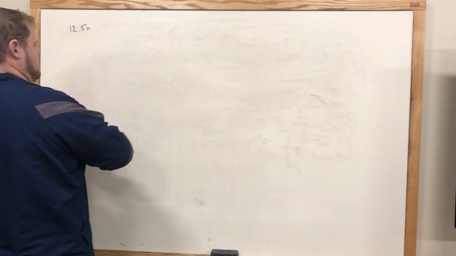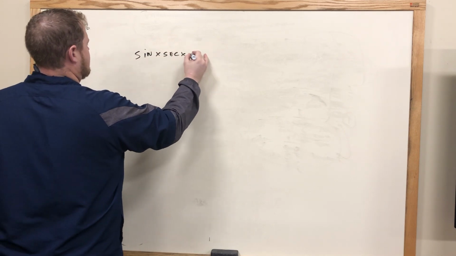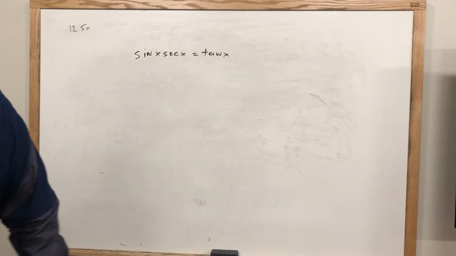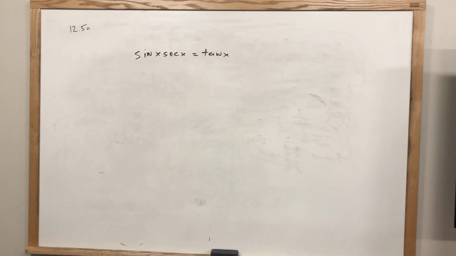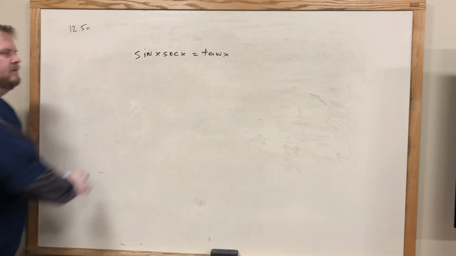The first one: sine x times secant x equals tangent x. What we're trying to do is take the most complex side of the equal sign and manipulate it with the identities that we have, so that it gives you the answer that you want. Which is the more complicated side, tangent or sine and secant? Well, the one that has more than one thing is probably that side.